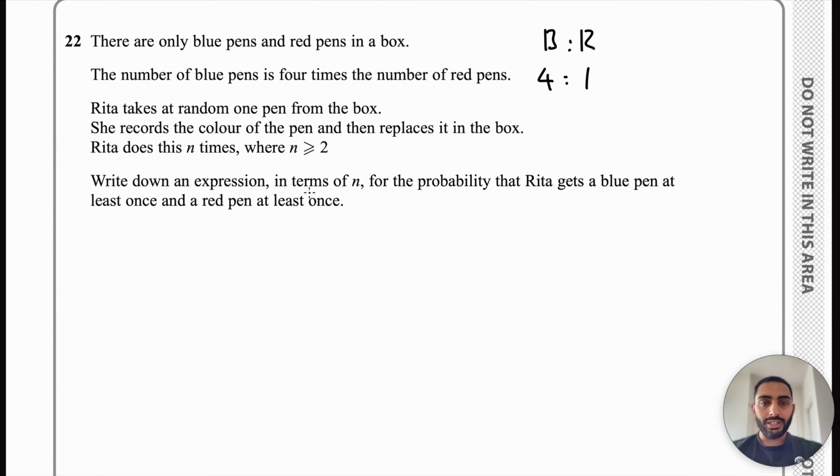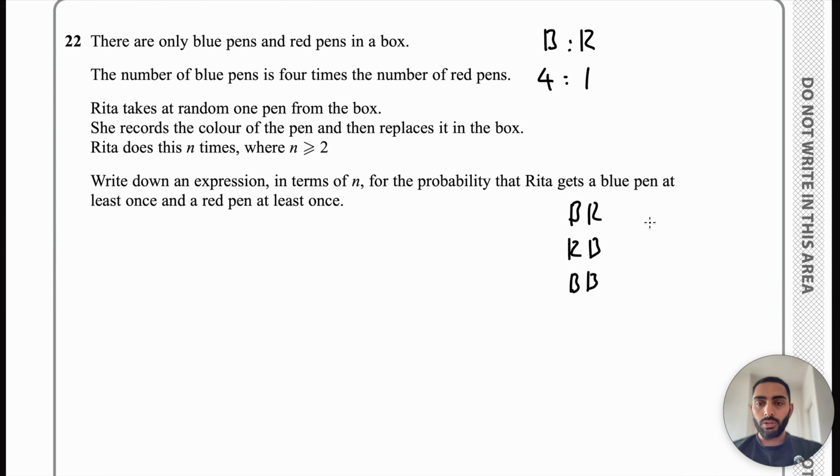Write down an expression in terms of n for the probability that Rita gets a blue pen at least once and a red pen at least once. What does it mean to get a blue pen at least once? Let's just imagine we only have 2 picks. We know we're going to have 2 or more, but we'll just imagine we have 2 picks. To get a blue pen at least once, you could have blue and red, you could have red and blue, or you could have blue and blue.